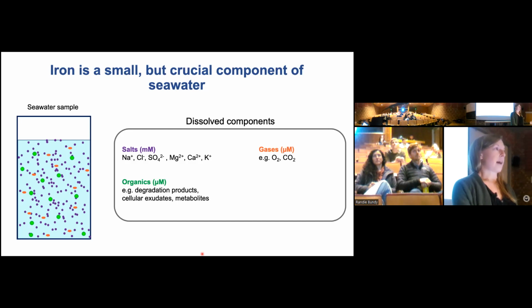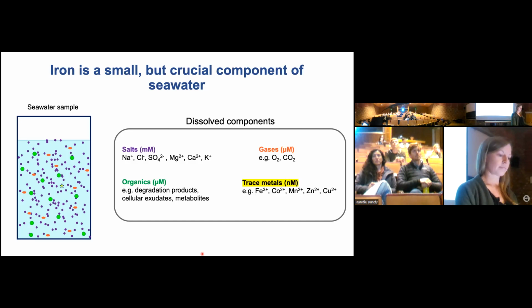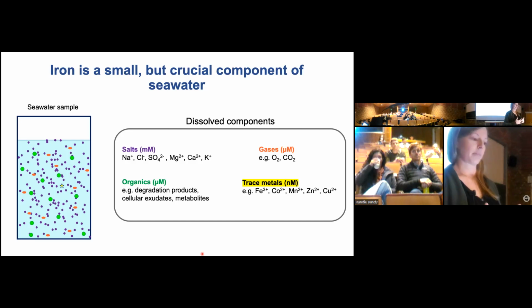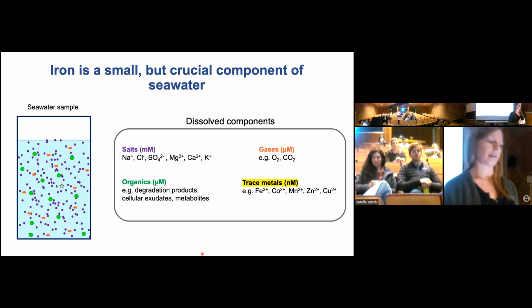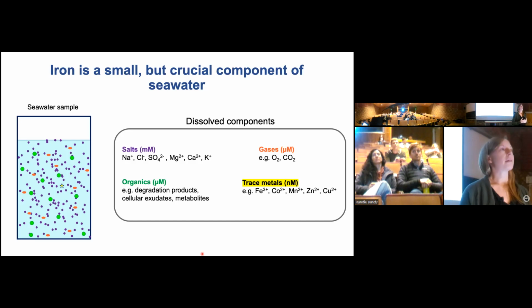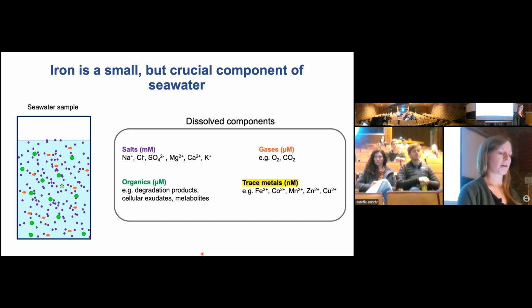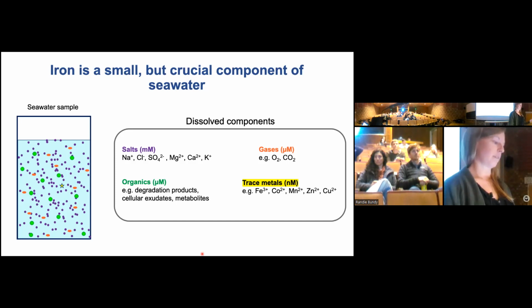And then we also can have gases like oxygen, CO2. These are also generally in micromolar concentrations. And finally, we have the trace metals. And this is what our lab group is largely focused on. And these are in much, much lower concentrations, generally nanomolar or even sometimes picomolar concentrations. And a lot of the metals we think about in our lab include iron, but also some other bioactive or biologically important transition metals, such as cobalt, manganese, zinc, copper, nickel, etc.